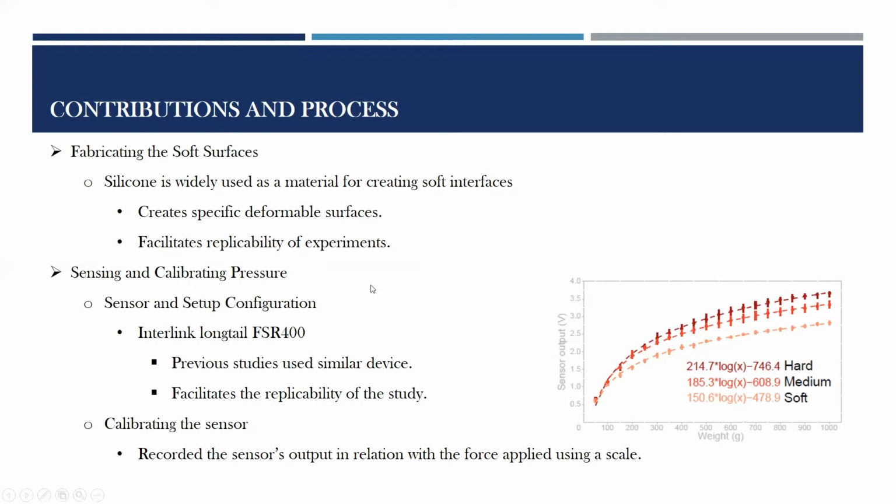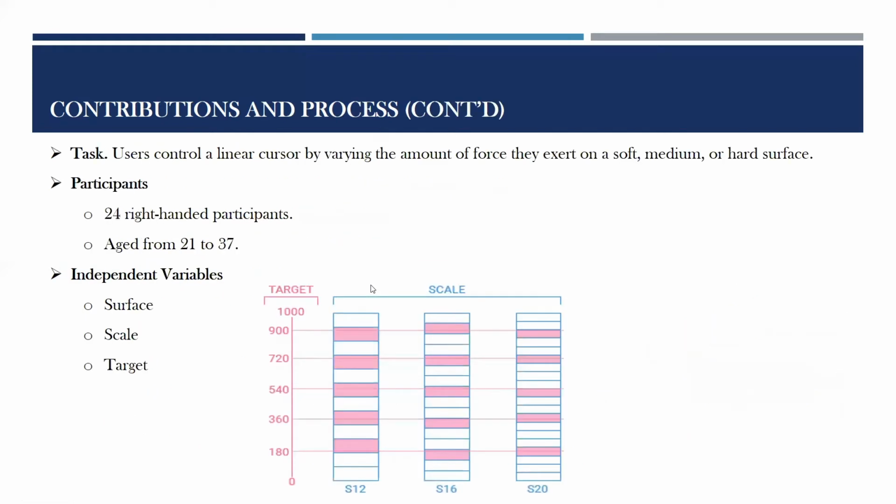As you can see in this picture, they recorded the sensor's output in relation to the force applied using a scale. And to perform the experiment, users control a linear cursor by varying the amount of force they exert on a soft, medium, or hard surface.